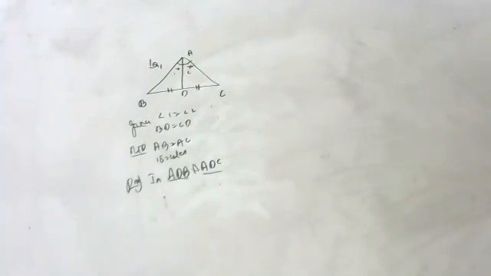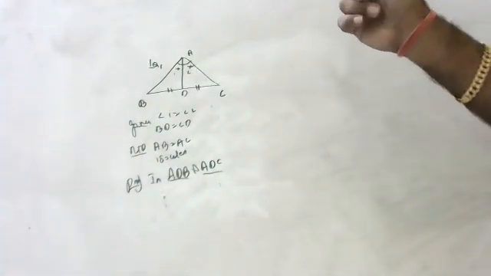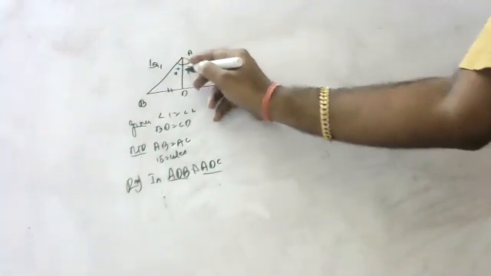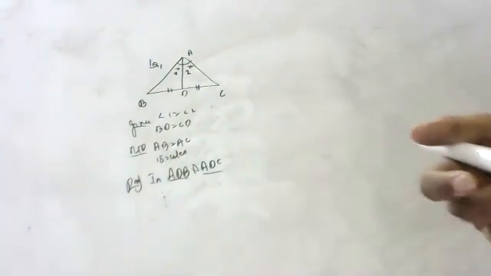Yes, children? No, sir. SAS means the angle should be in the middle. It is not SAS. What congruency condition will come, children? The bisector of vertical angle of triangle bisects the base. Sir, SSA? SSA is not there, right?